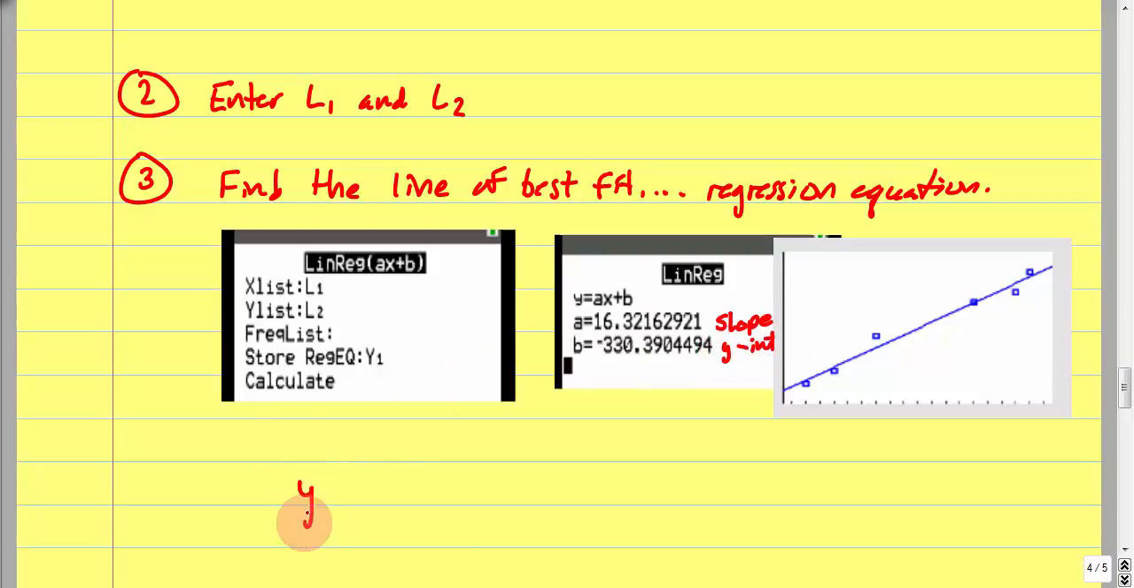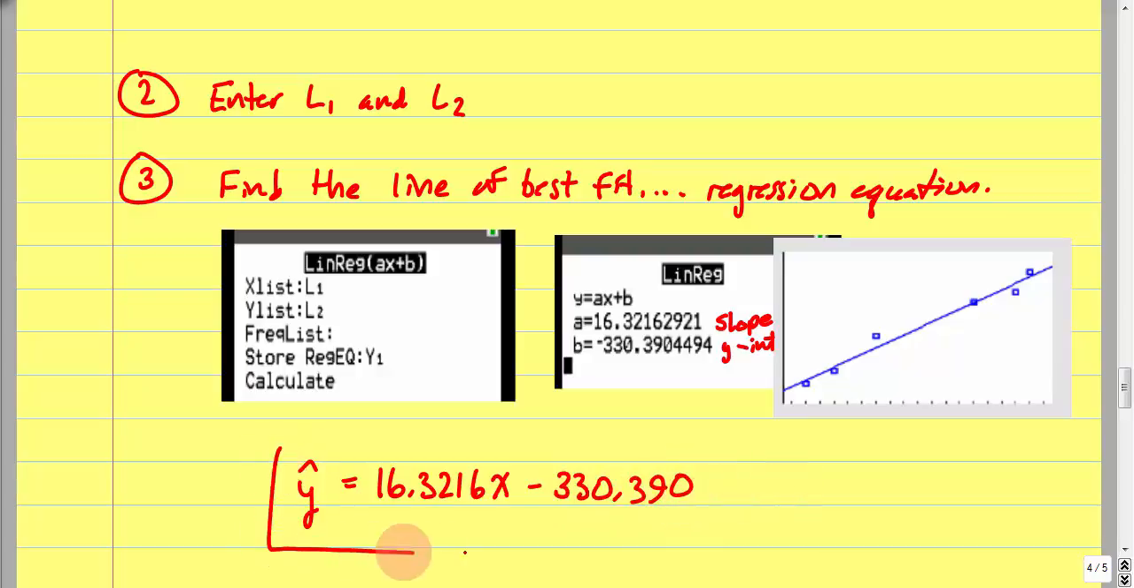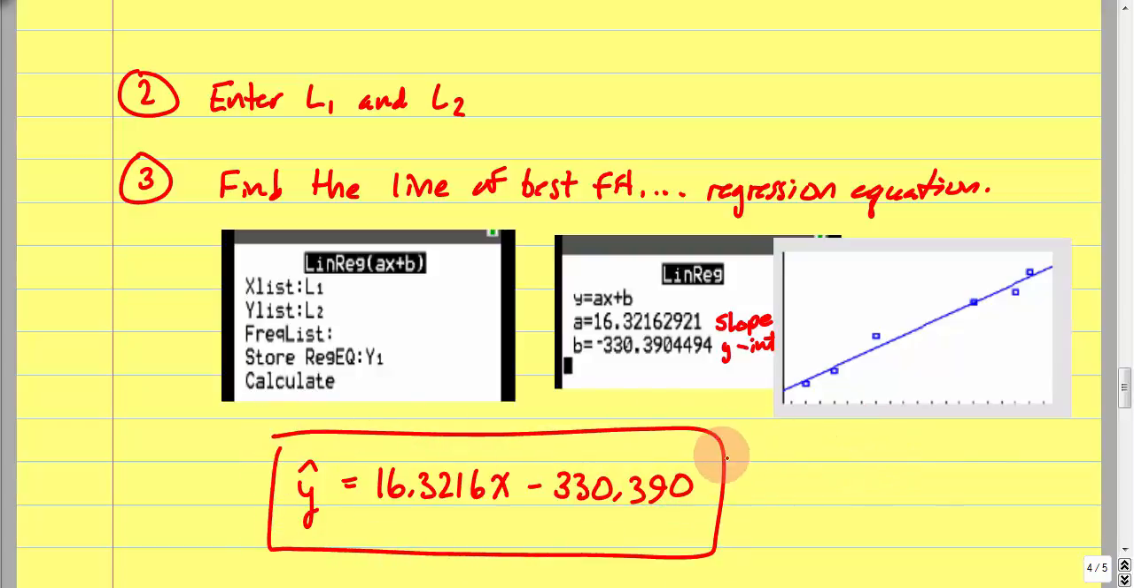So my regression equation is y hat equals 16.3216 x plus b. B happens to be negative, so I'm going to have negative 330.390. So this is my regression equation, and if I were to graph the regression equation, it would be this blue line right through here. So that's my line of best fit.